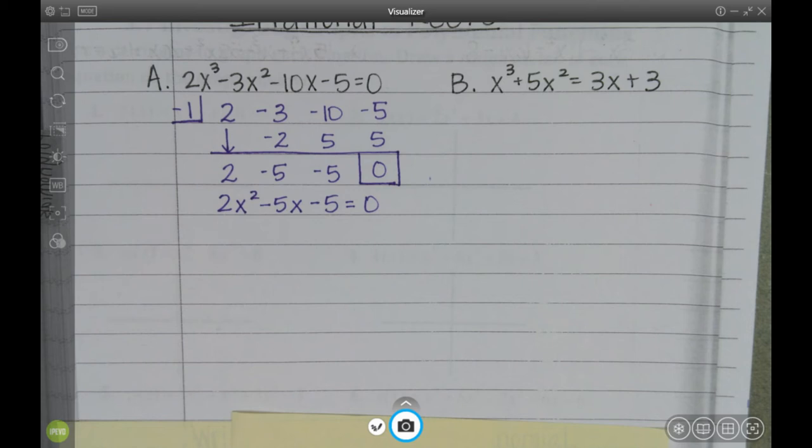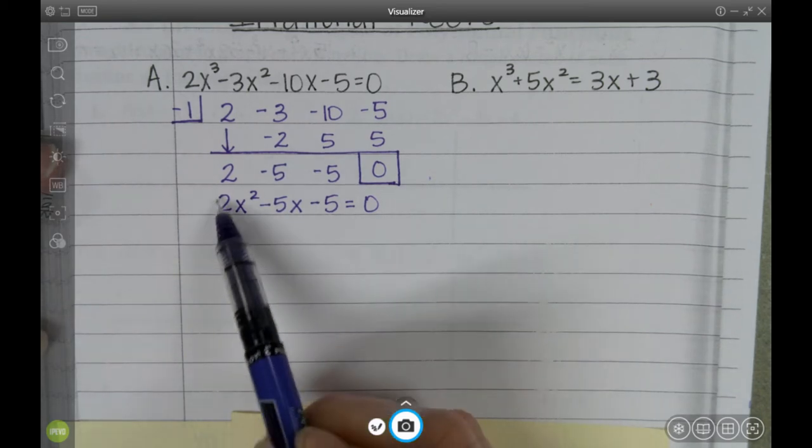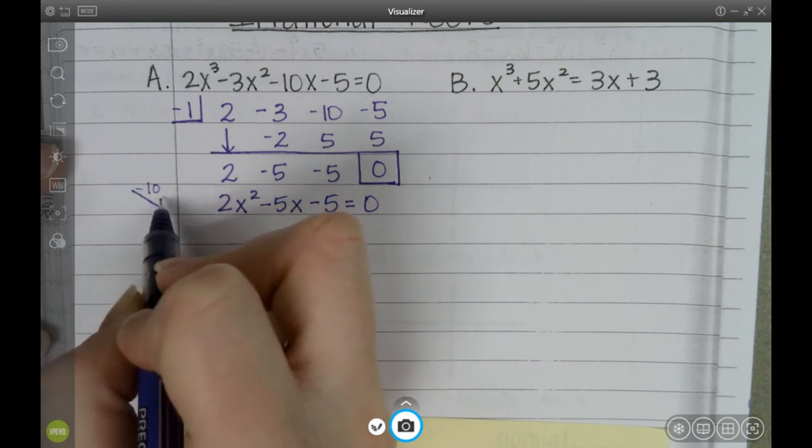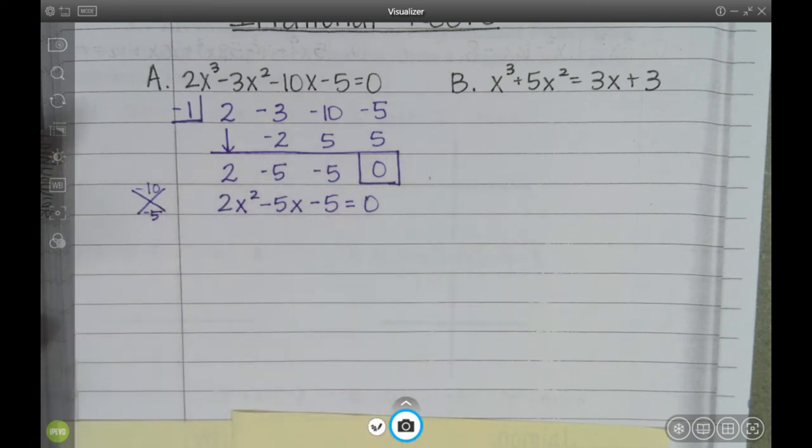Okay, what's your instinct on how to solve this? AC method or guess and check. Okay, 2 times -5 is what? -10. What are factors of -10 that add to give you -5? There are none. This one does not factor.